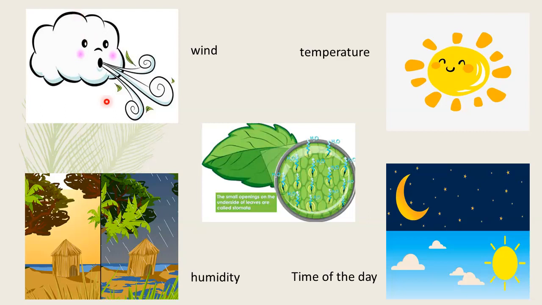So now you know that transpiration is affected by temperature, wind, time of the day, and humidity. The more humid the environment is, the less transpiration. And the more the temperature and wind, the more transpiration. And if it is daytime, transpiration will speed up.